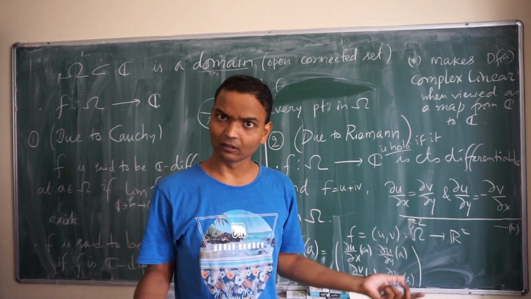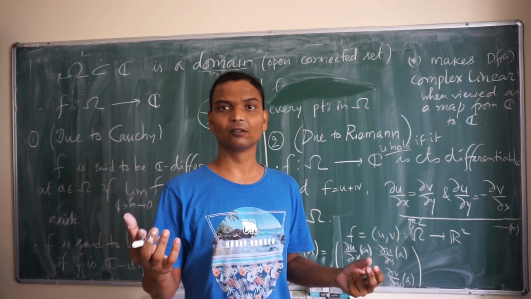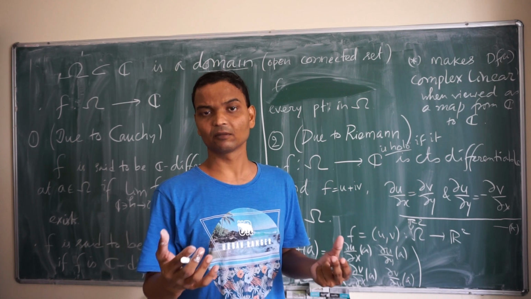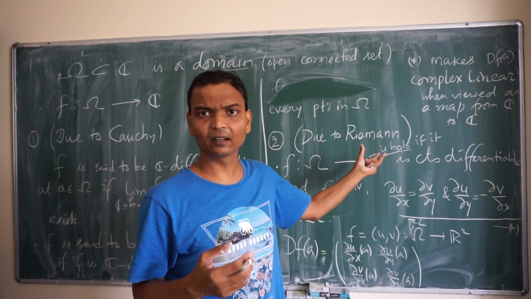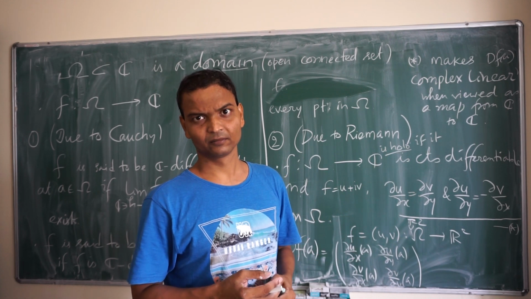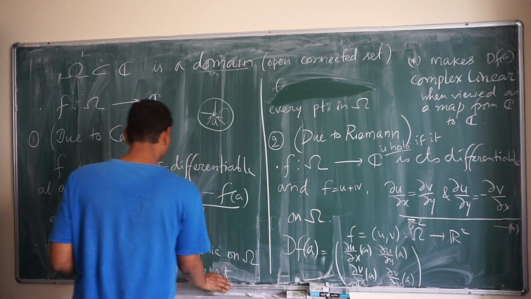But that's also very natural. If you look at a map from Rn to Rm, you get a derivative as an R-linear transformation. You better expect here a C-linear map. Alright? Okay. So look at the third one.